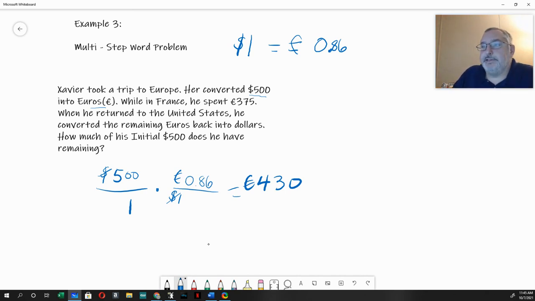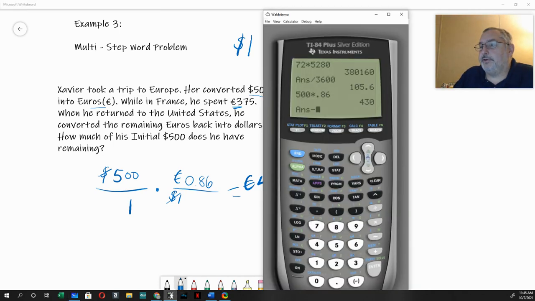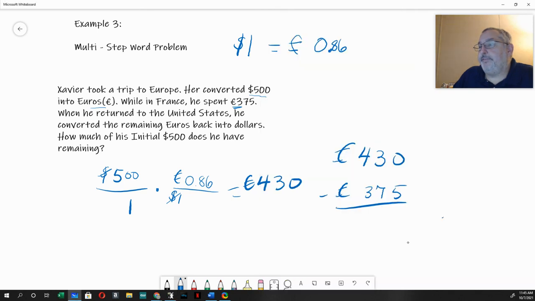Now let's read what it says here. It says, while in France, he spent 375 of those euros. So that means I have to take the 430 and I have to subtract 375. And so don't be afraid to use a calculator there. So I'm going to subtract 375. And so that gives me 55 euros remaining.